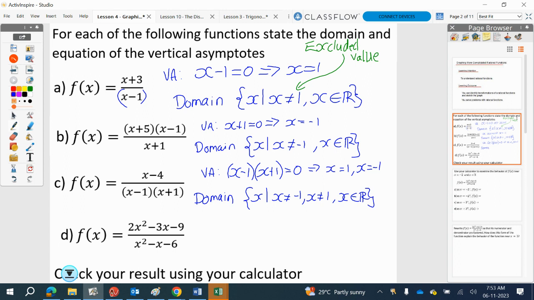What do we think about this last one? We want x squared minus x minus 6 is equal to 0 for the vertical asymptotes. If you haven't done it yet, practice factoring this right now. I'm going to give you a minute. Make sure you practice factoring this one right now.